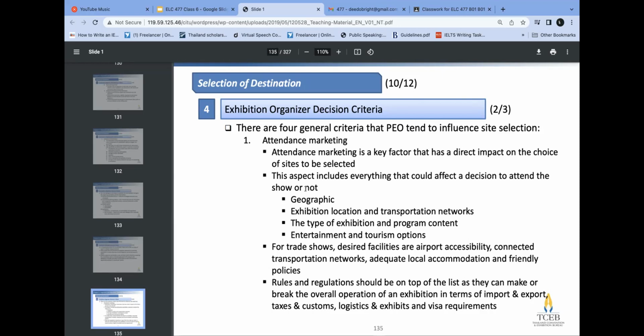And second, it includes everything that could affect the decision to attend the show or not. First one is location, geographic, exhibition location and transportation networks, types of exhibition or program content, or even entertainment and tourism options. So when you understand this kind of thing, just make sure that you get a keyword here, right? And then try to simplify the word into your own understanding. For example, with geographic here, you have to understand that it talks about location, right? And this kind of thing is related to it.